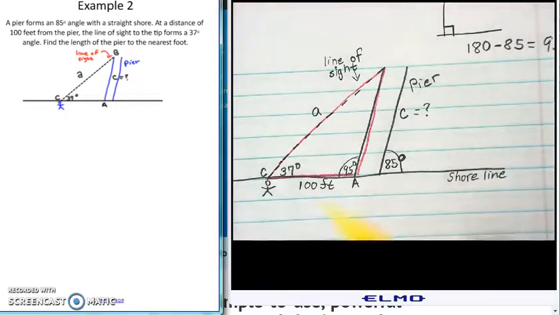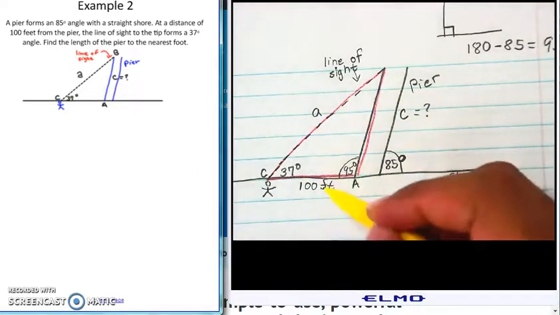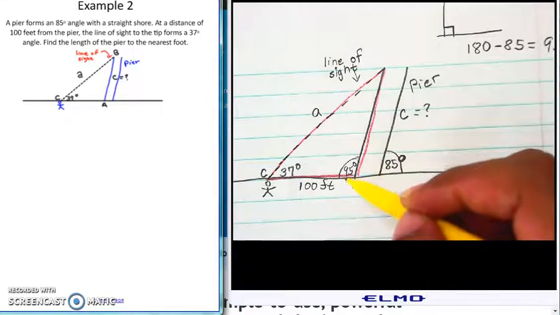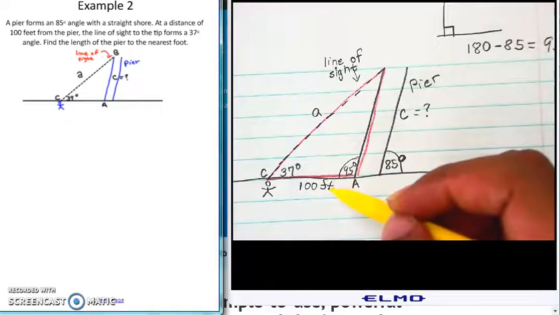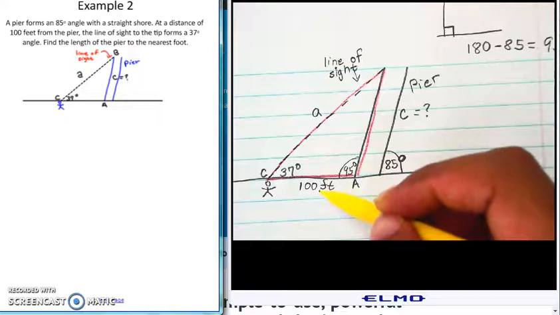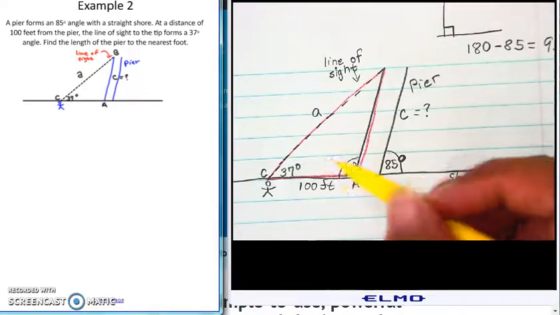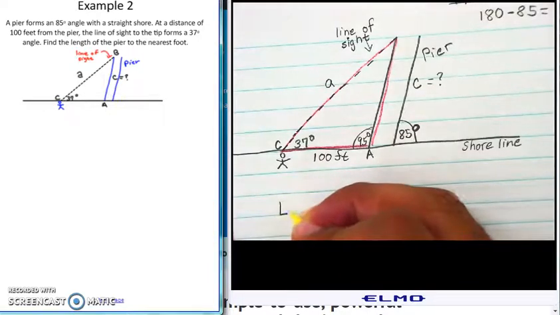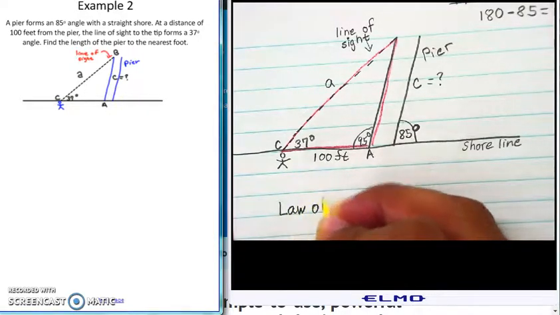So here, for this triangle, they gave you a side and two angles. So if they give you two angles and a side, are we using the law of sines or the law of cosines? I hope everybody's saying the same thing: law of sines. That's the same thing as what we just did on the last word problem. So again, law of sines.